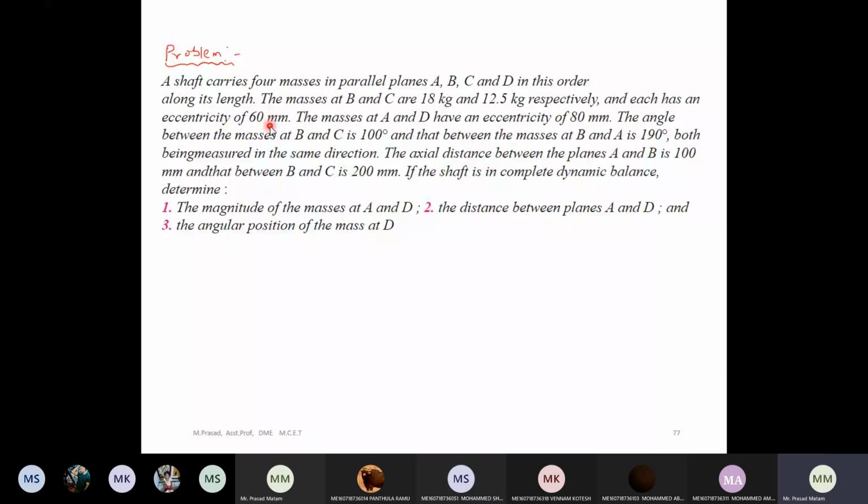The masses B and C are 18 kg and 12.5 kg respectively, and each has an eccentricity of 60 mm. The masses at A and D have an eccentricity of 80 mm. The angle between the masses at B and C is 100 degrees, and between the masses B and A is 190 degrees, both being measured in the same direction. The axial distance between the planes A and B is 100 mm and B and C is 200 mm. If the shaft is in complete dynamic balance, determine the magnitude of the masses at A and D, distance between the planes at A and D, and the angular position of the mass at D.